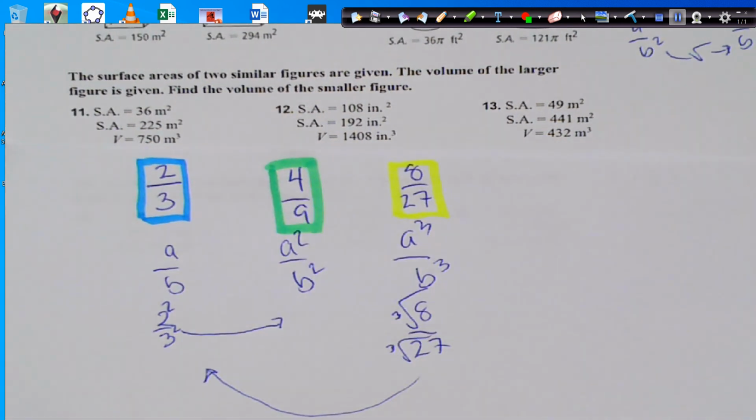So if you can figure out how to move back and forth between those, whatever makes most sense to you. I always go back to scale factor, because from scale factor you just have to square or cube things. It makes it a lot easier.